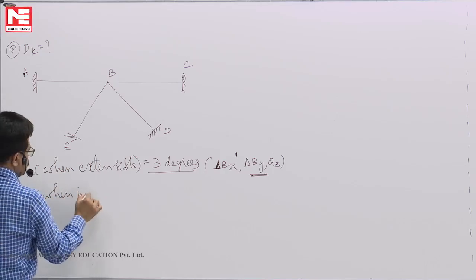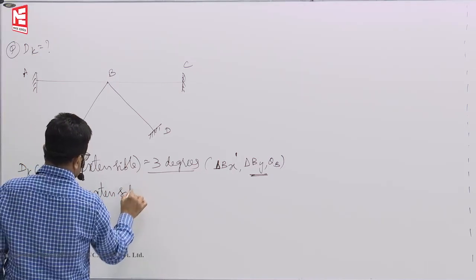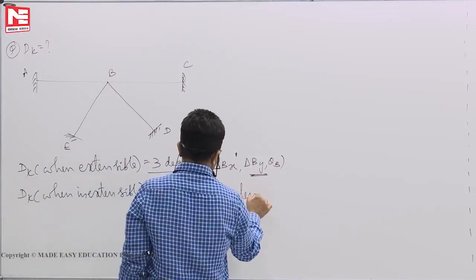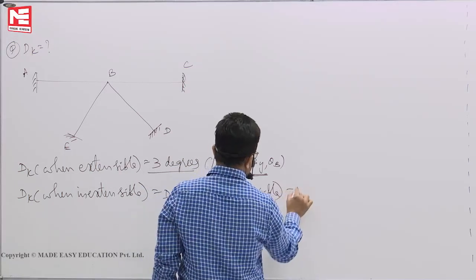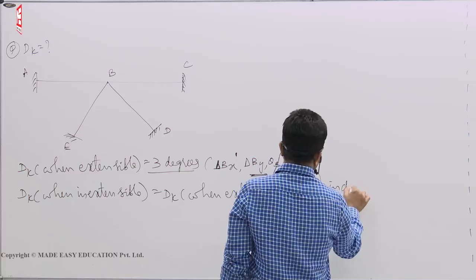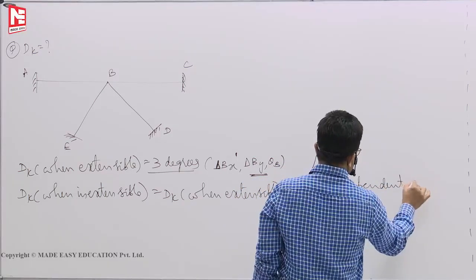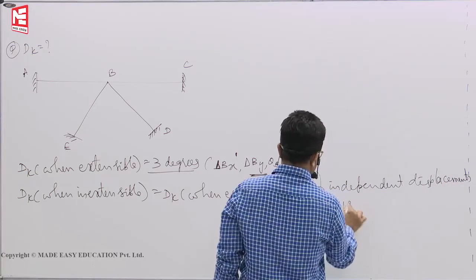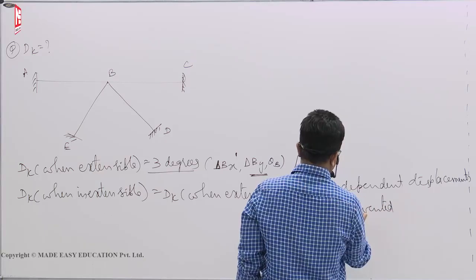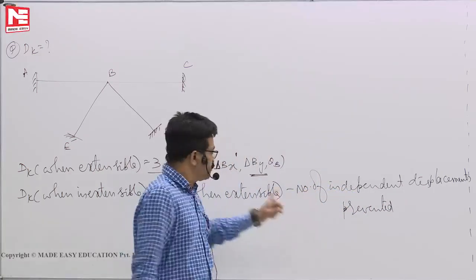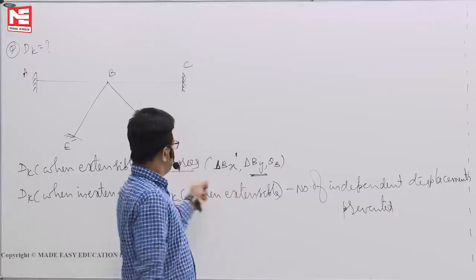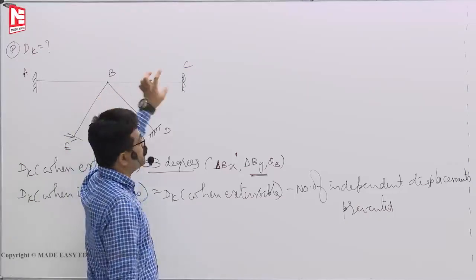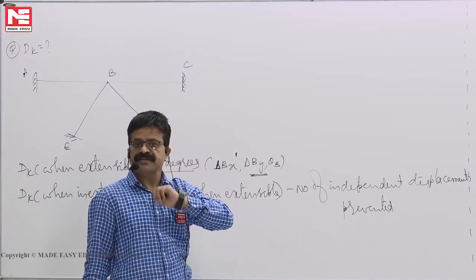DK when inextensible equals DK when extensible minus the number of independent displacements prevented. How many displacements are prevented? Because of this axially rigid nature, already only 3 are there. How many can you prevent? 10 you cannot prevent. There are 1, 2, 3, 4 members, so 4 axially rigid deformations are prevented.